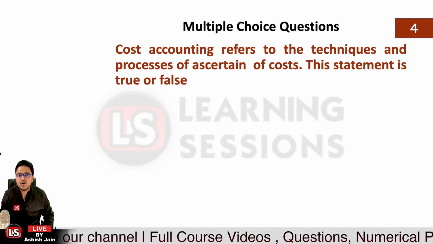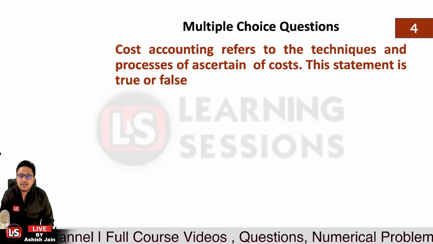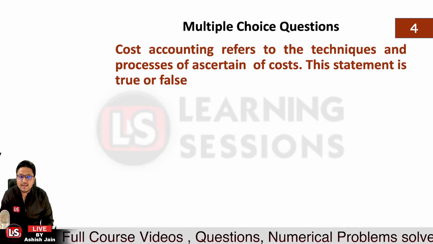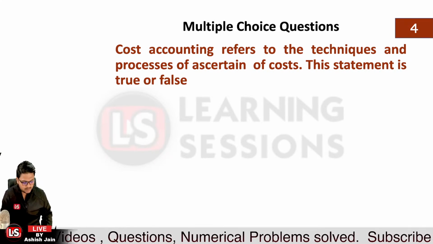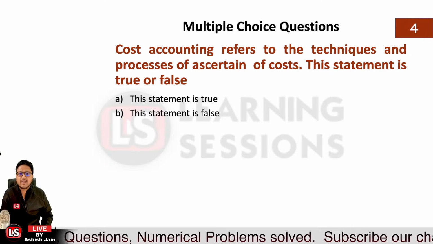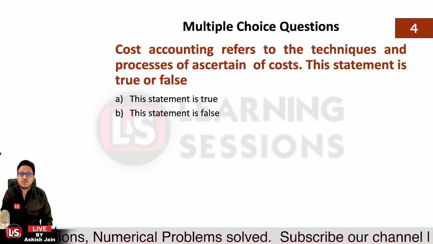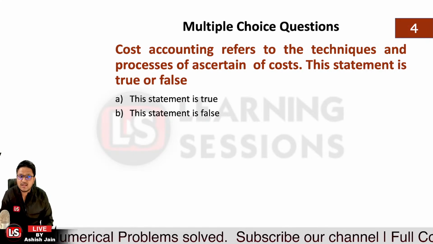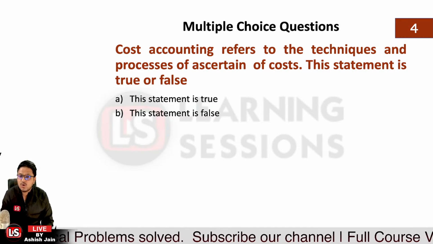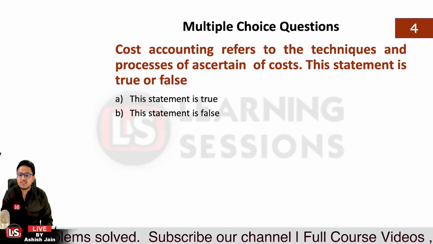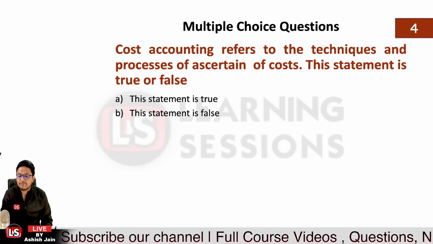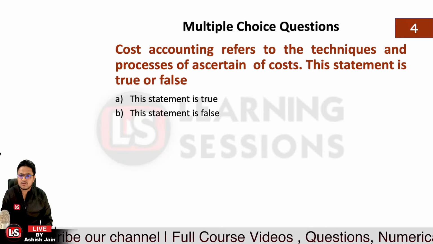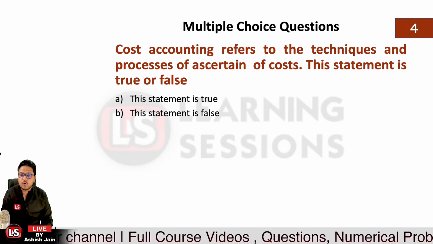Next question, it says cost accounting refers to the techniques and processes of ascertaining costs. Is this statement true or false? Do answer me at the earliest. It says it refers to the techniques and processes so as to ascertain the cost. Kindly do answer with true or false so that I can get to know if you have understood the concepts or not. Question number 4 over here.